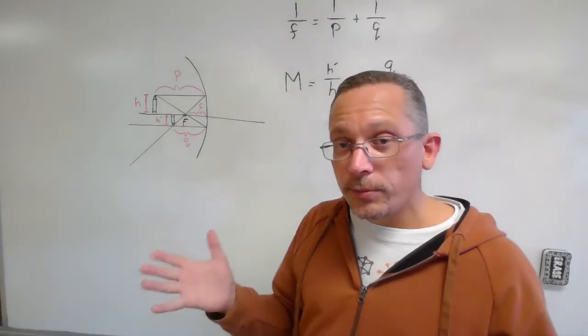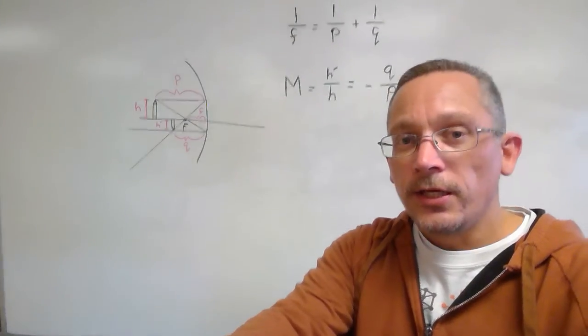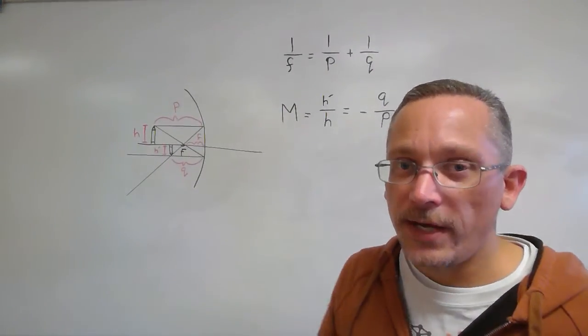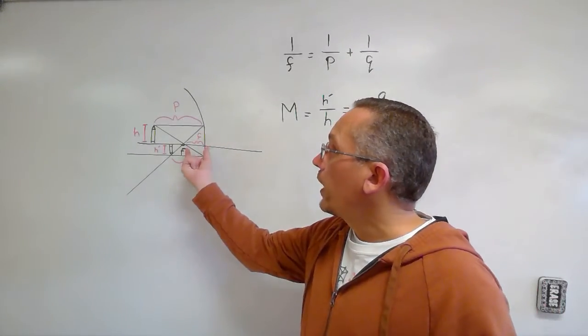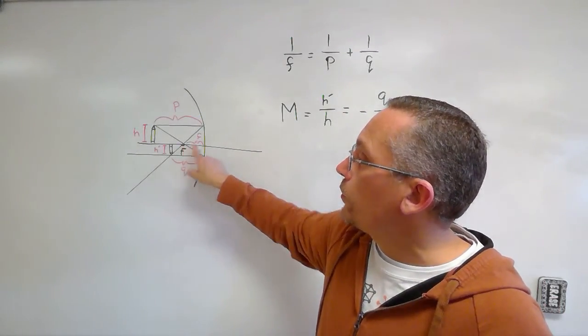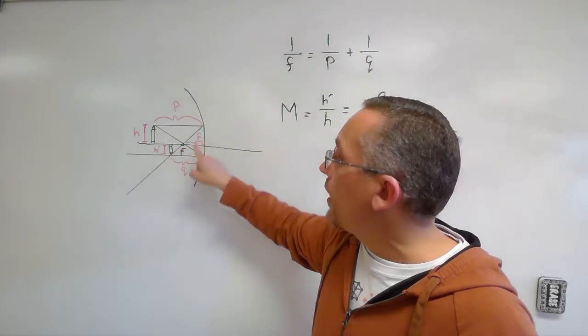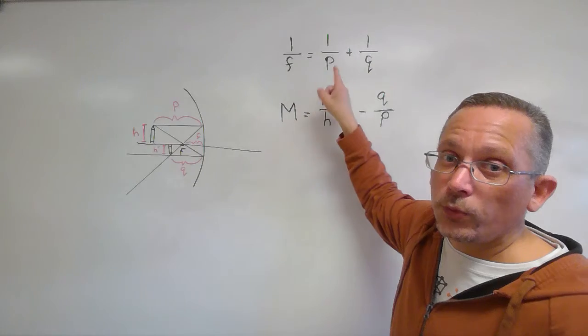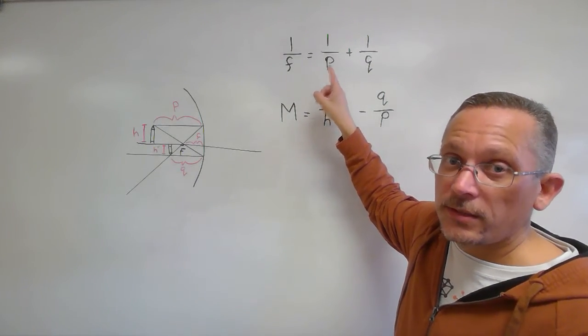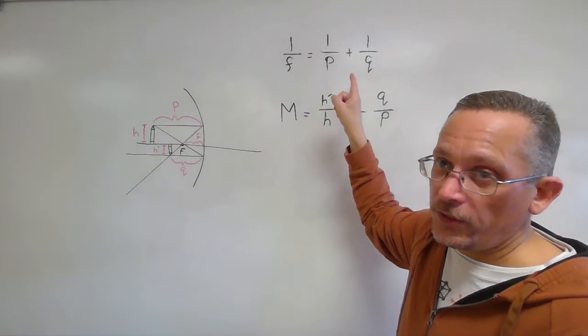Okay? And there's a couple of things that we can predict using math about these ray diagrams, right? First, there's a relationship between the focal length. You see, I've labeled the distance between the focus and the mirror as F. 1 over the focal length is equal to 1 over the object distance plus 1 over the image distance.